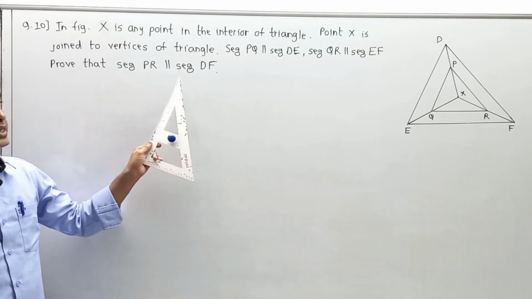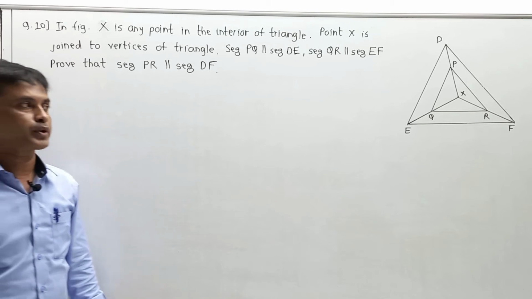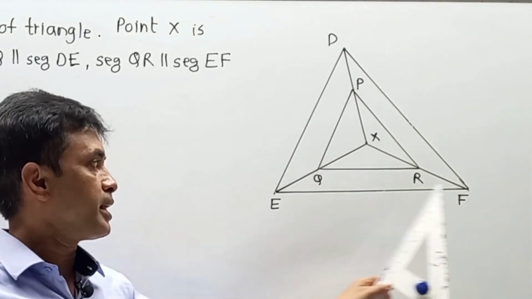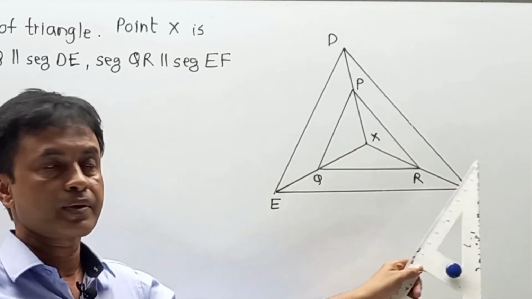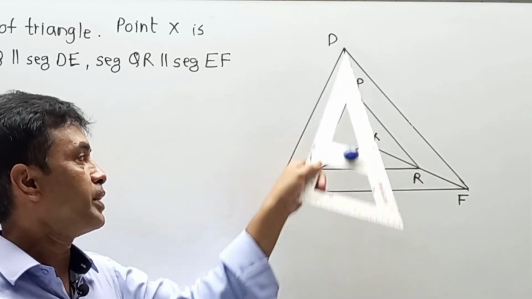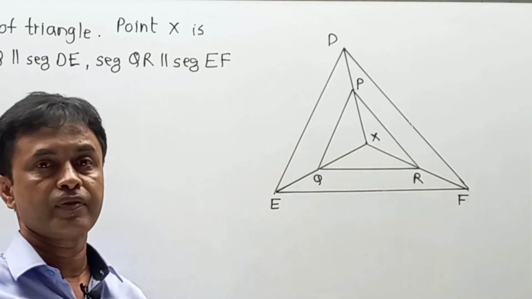Now we are trying to understand the same question from a diagram point of view. Now here the part is, in triangle DEF, there is a common vertex x, where x is joined with D, with E and F.